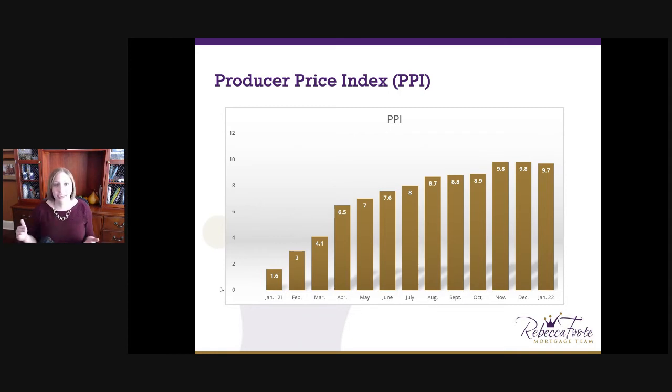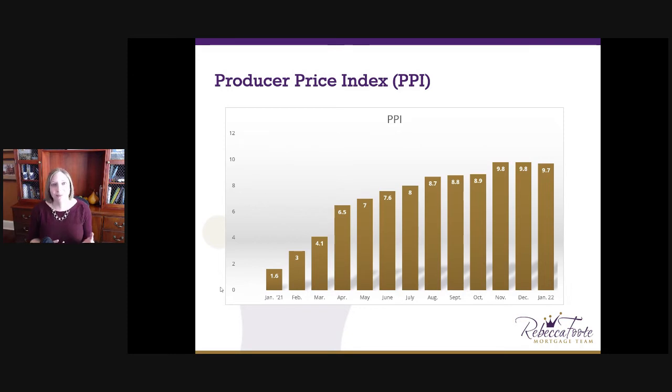You can see inflation from a year ago was 1.6% last January, and now you're at 9.6%. So those same goods cost you almost 10% more now to buy than they did a year ago on the producer side. So it's costing them 10% more to make those goods that you are buying at a cost of 7.5% more.